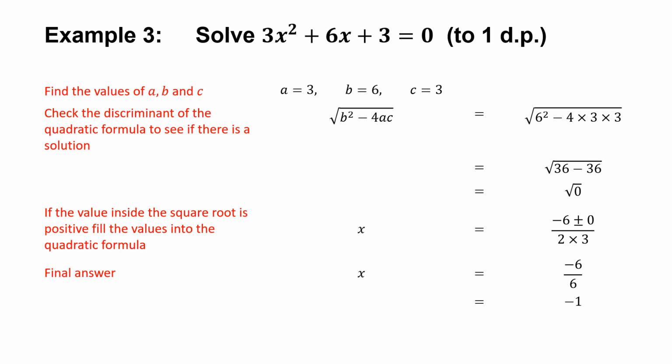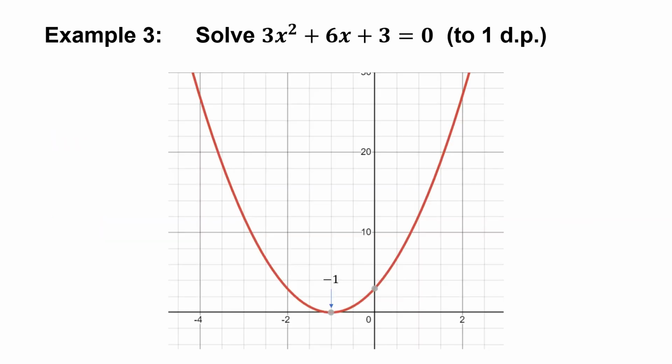And again, we'll have a look at the graph. So when we plot this, we can see it's going to be a quadratic, so obviously it's only going to have one minimum, and we can see that it only touches the x-axis once, which is at the point minus 1.